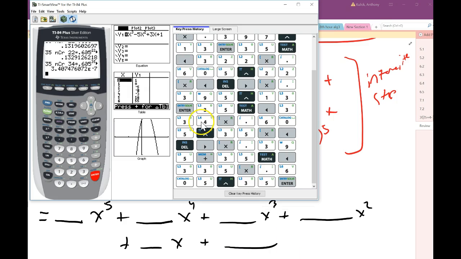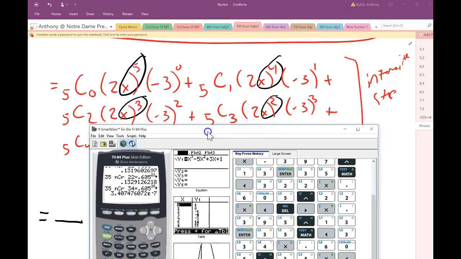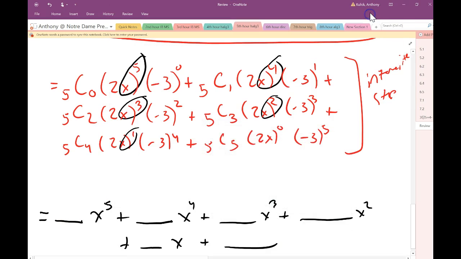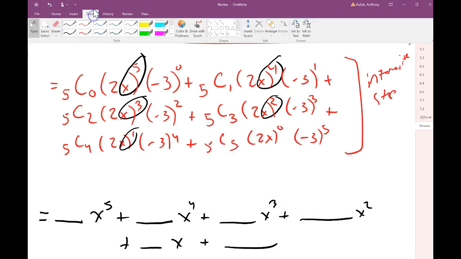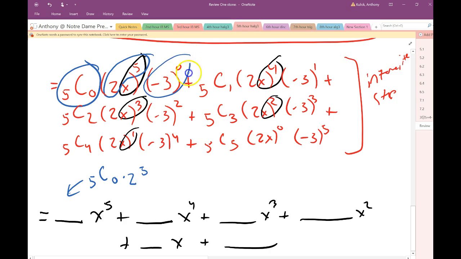It would be sneaky. So let's compute the first coefficient. Okay? So I guess before we do that, let's look at the stuff that makes up that first coefficient. So what goes in that blank? Well, 5 choose 0 as a number, and then it multiplies to 2 to the 5th, and it multiplies to negative 3 to the 0. So that's what I'm going to have to compute to go in that first blank. Is everybody okay with that idea?